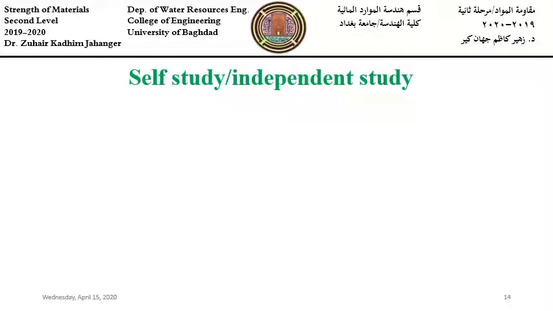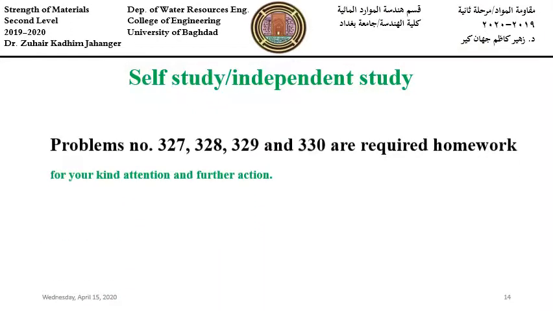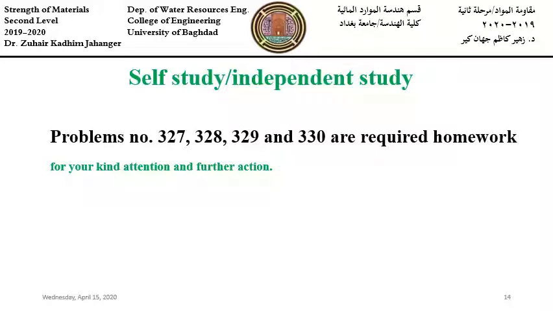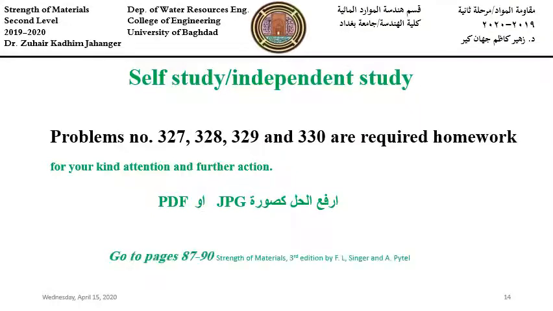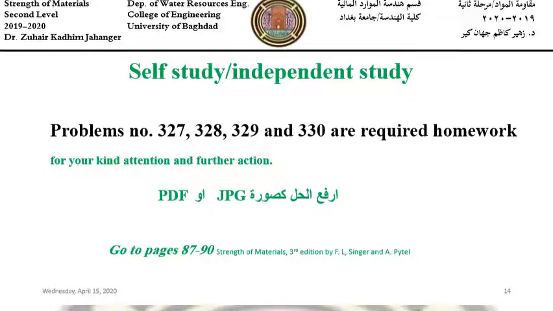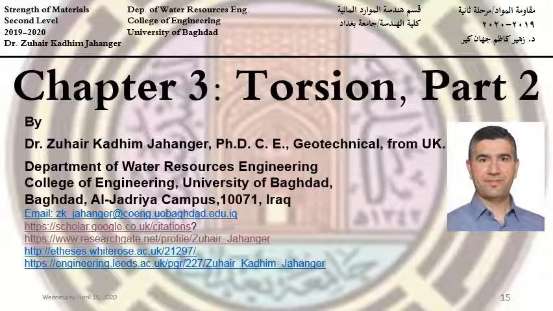So for self-study or independent study, you need to do problems number 327, 328, 329, and 330 as homework. Upload or turn in your solution as a JPG or PDF. Go to pages 87 to 90 in your textbook, Strength of Materials by Singer and Pytel. Thank you very much.